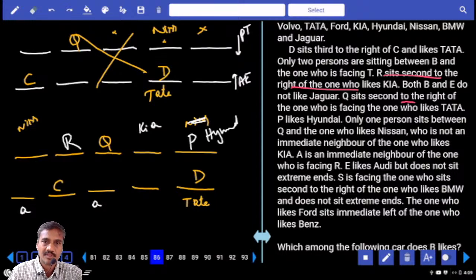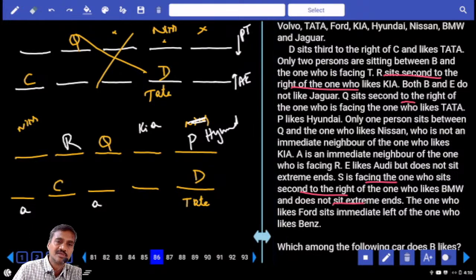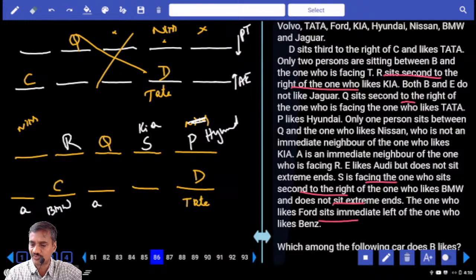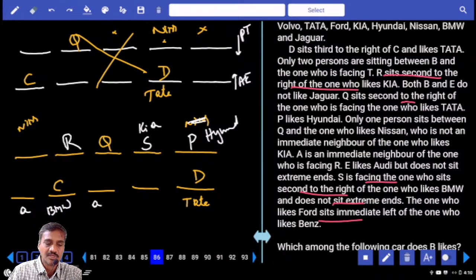And if P likes Hyundai here, and S is facing the one who sits second to the right of BMW, and does not sit at the extreme end. S is not at the extreme end, S is here. Now BMW must be at this place. Now BMW is here, then we have one more: the one who likes Ford sits to the immediate left of Bench. Now Ford is to the immediate left of Bench, and E cannot be at the extreme end.